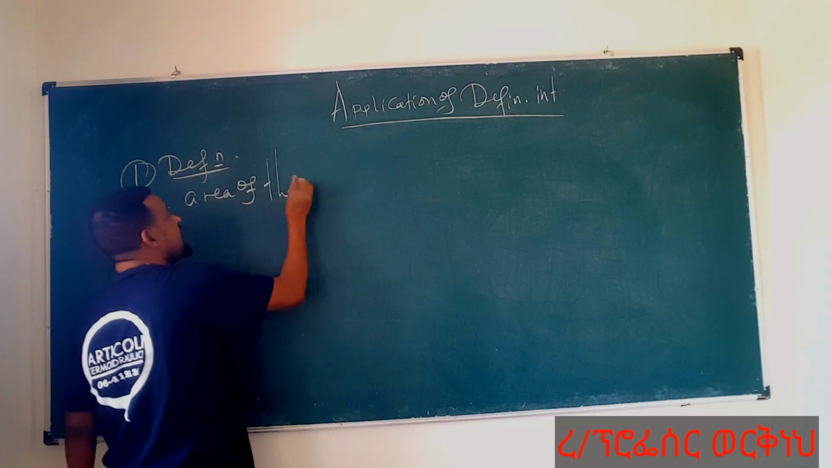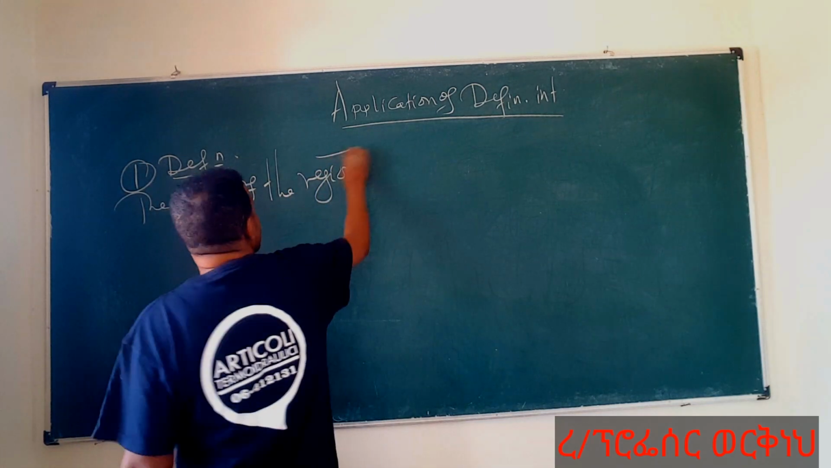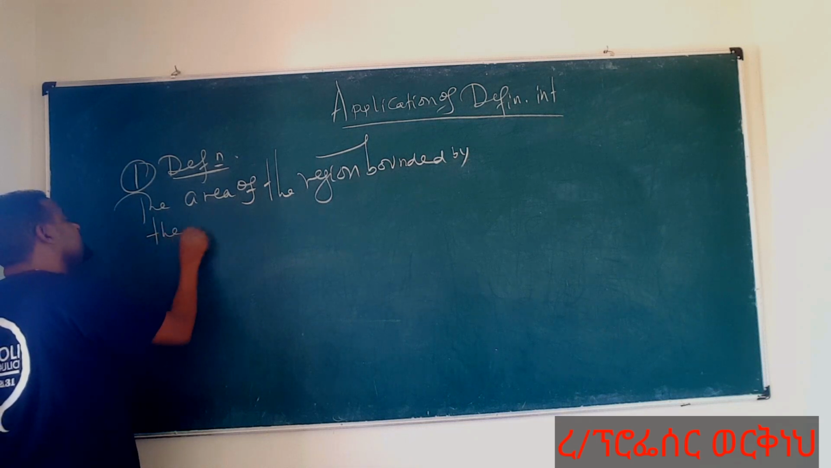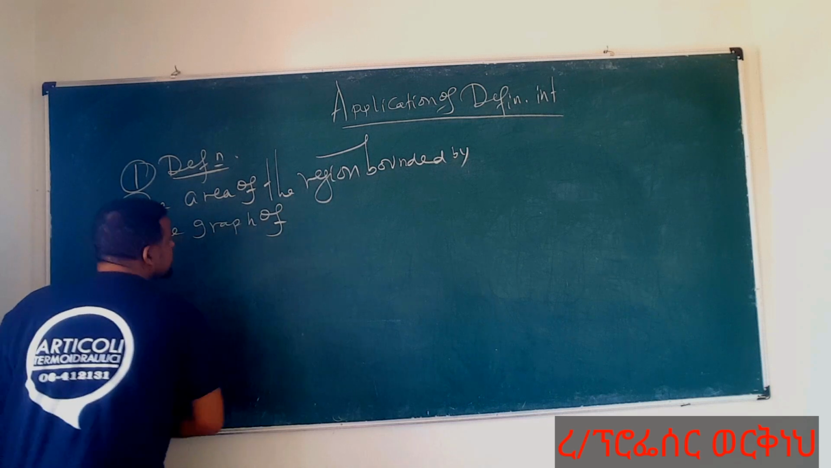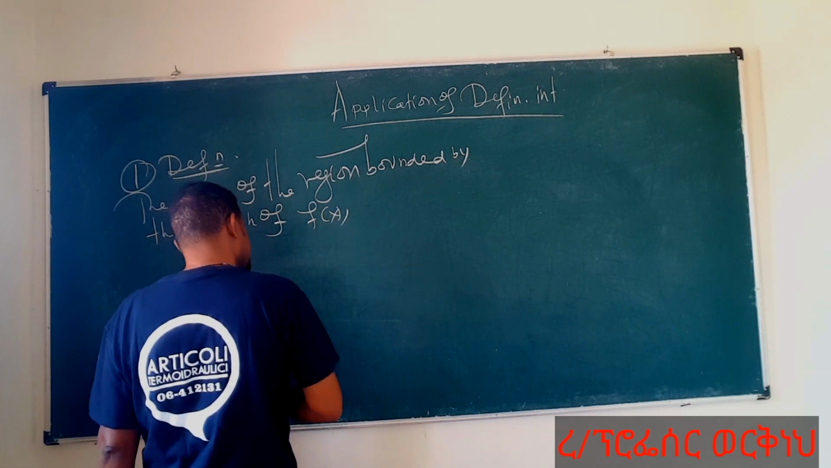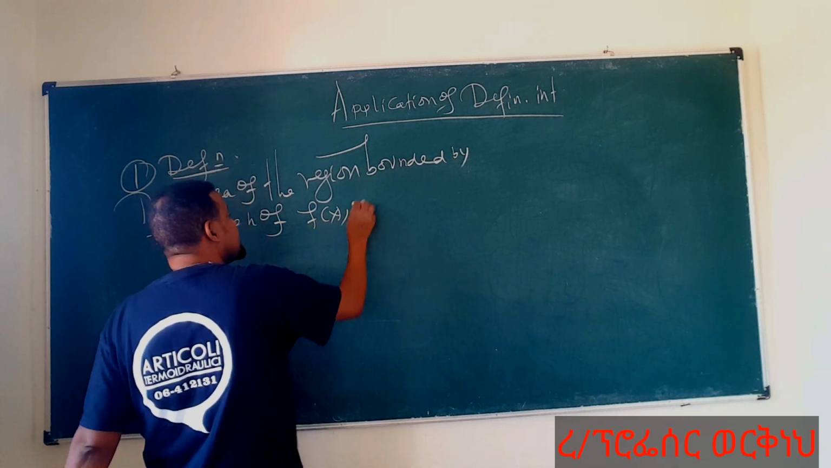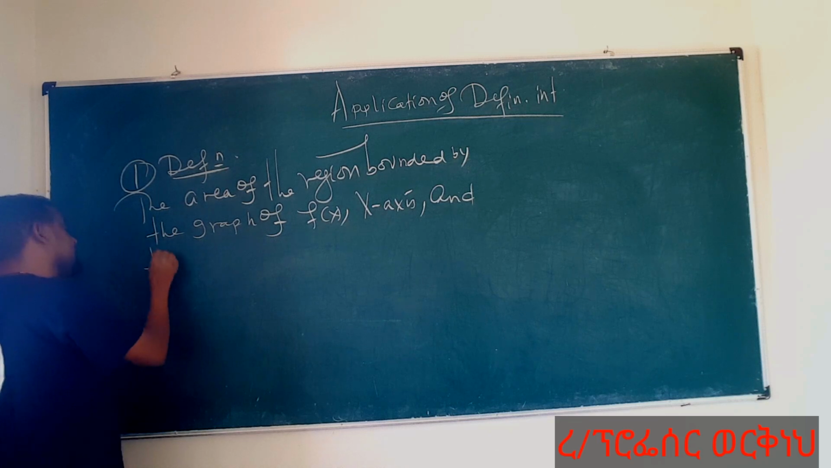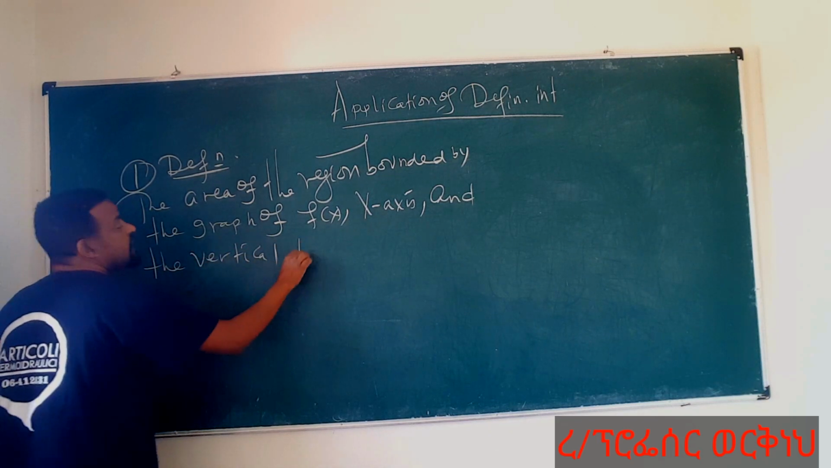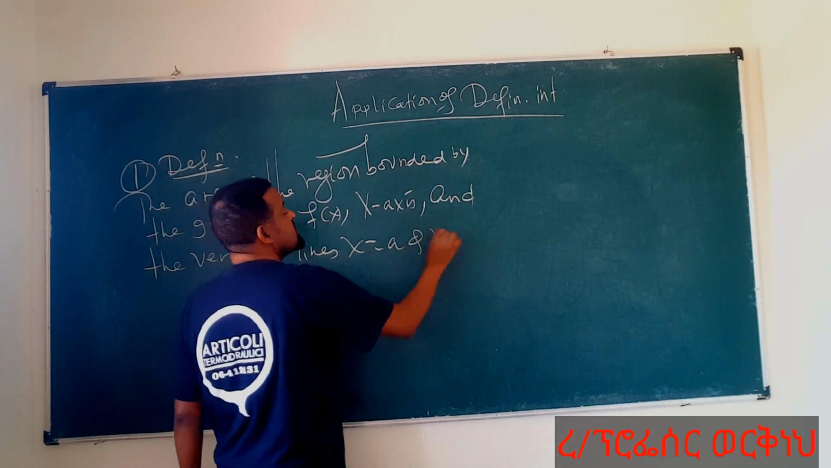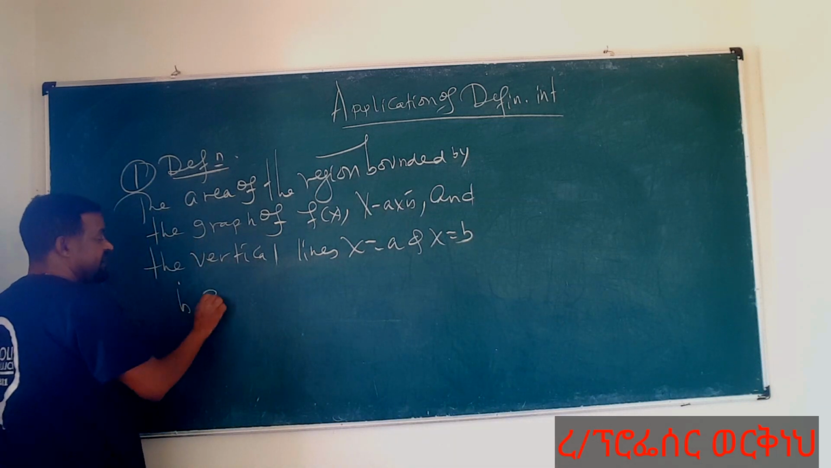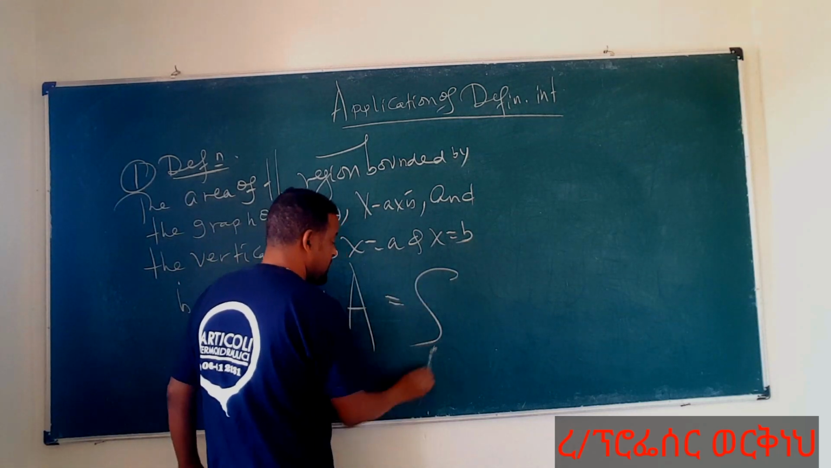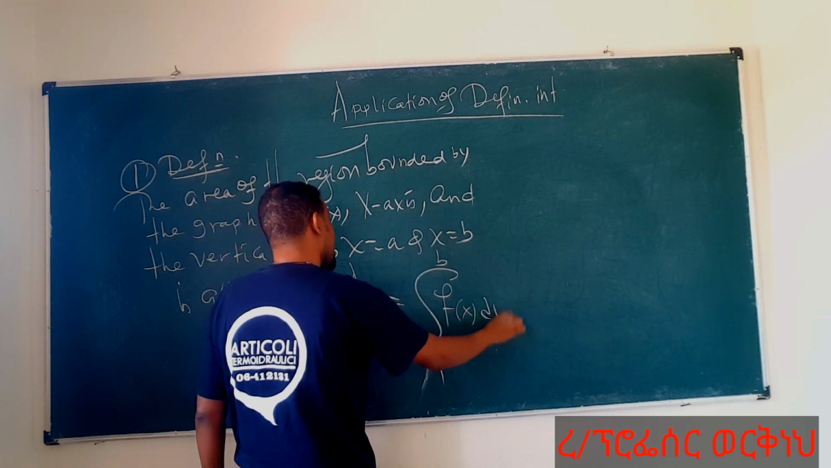The area of the region bounded by the graph of f of x, the x-axis, and the vertical lines x equal to a and x equal to b is given by: area is equal to the definite integral from a to b of f of x dx.